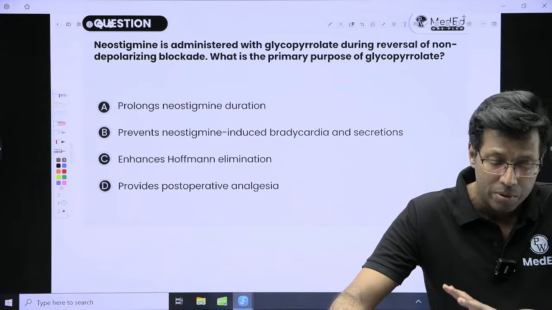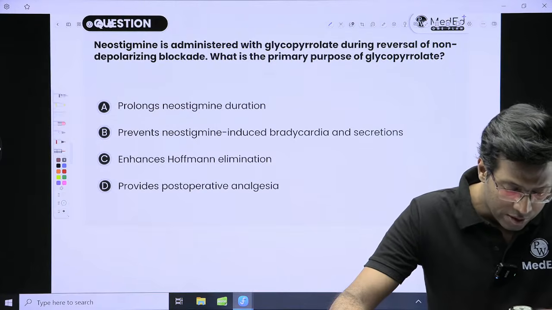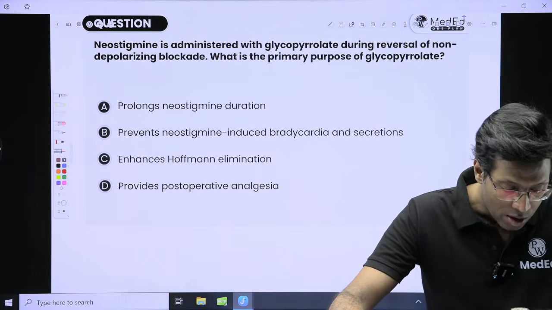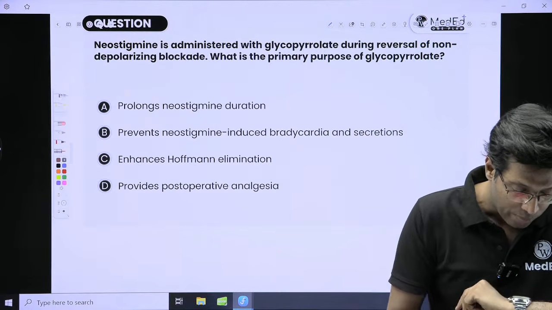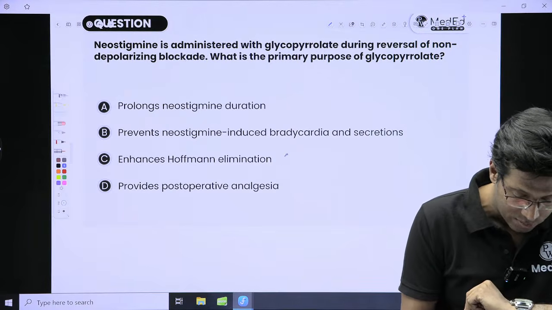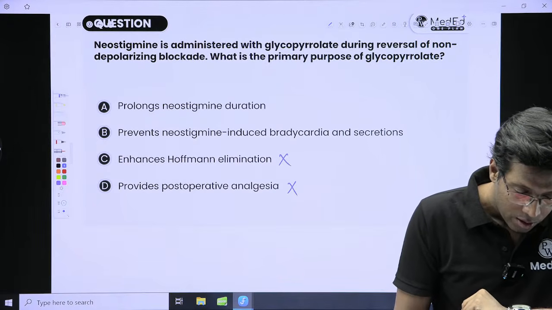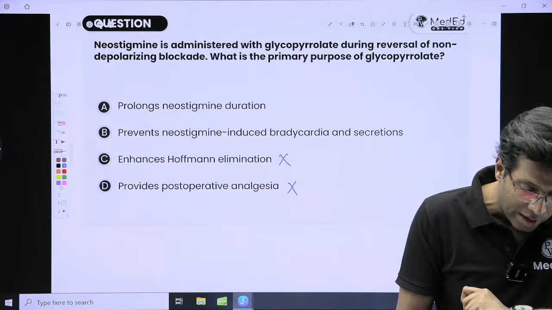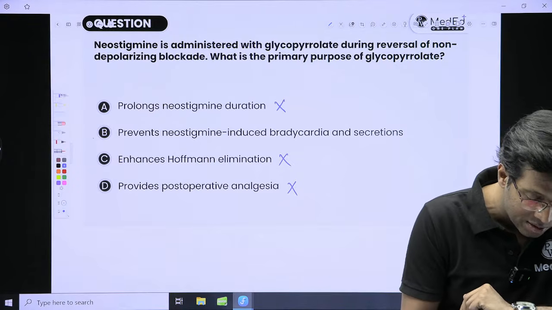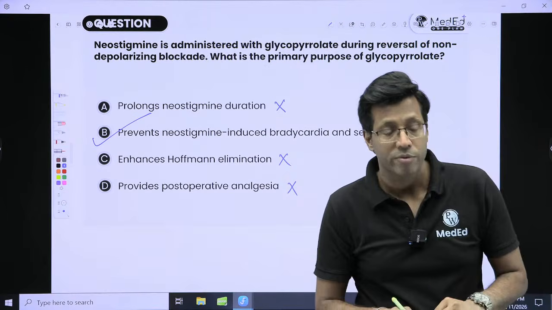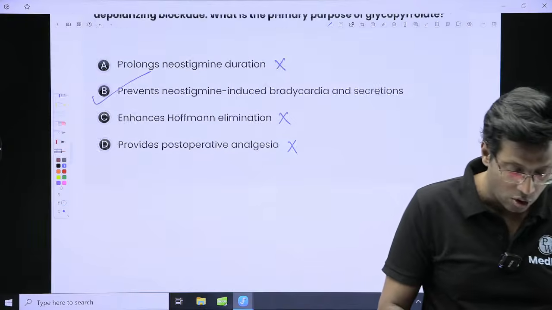What is the primary purpose of glycopyrrolate? It prolongs neostigmine, prevents neostigmine-induced bradycardia and secretions, enhances Hoffman elimination, or provides post-op analgesia. So enhances Hoffman is wrong. You know it. Provides post-op analgesia is wrong. Neostigmine is given with glycopyrrolate. So will glycopyrrolate prolong neostigmine? No. What is the correct answer? It takes care of the neostigmine-induced bradycardia and secretions, what we just saw.